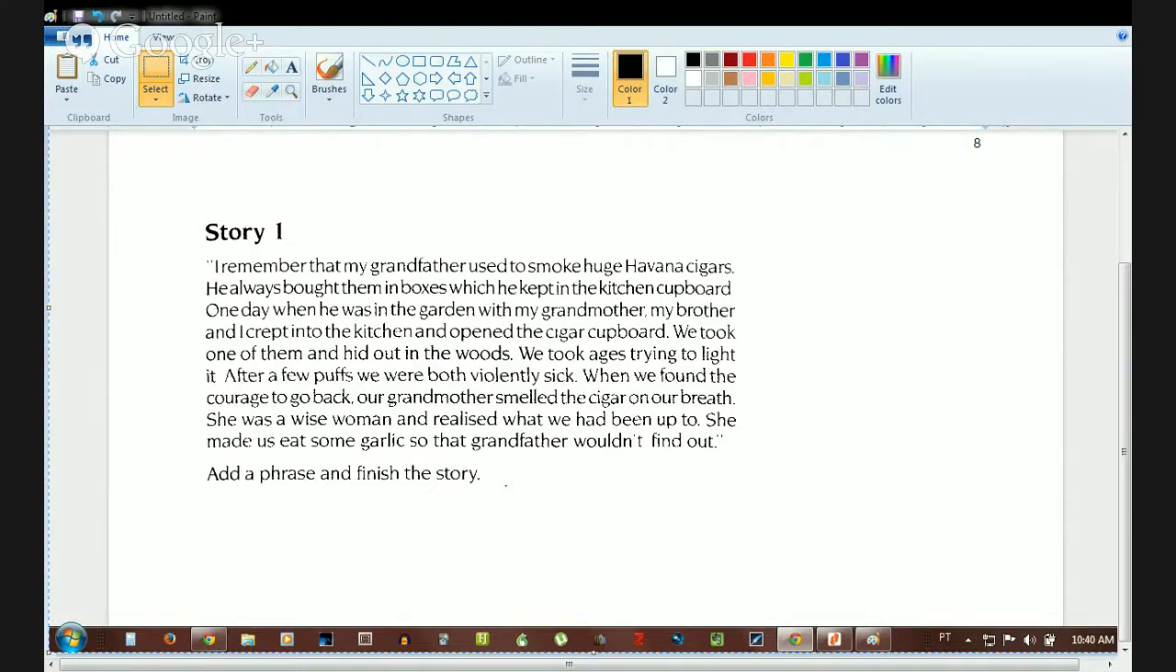That's one possible ending. Very good. I can add whenever I eat garlic, I remember the memory. Excellent. So finally, my brother and I promised we would never smoke again. And every time I eat garlic, I'm reminded of that important lesson in my life. Very good. Anyone else have an ending for me? Using maybe a different connector. So he used finally. That's okay.